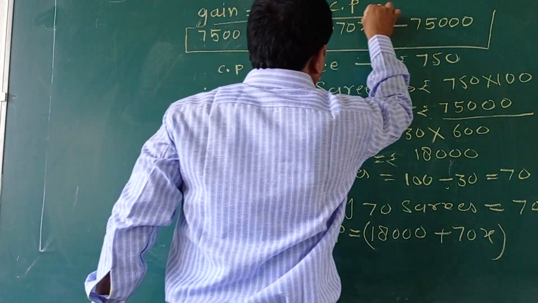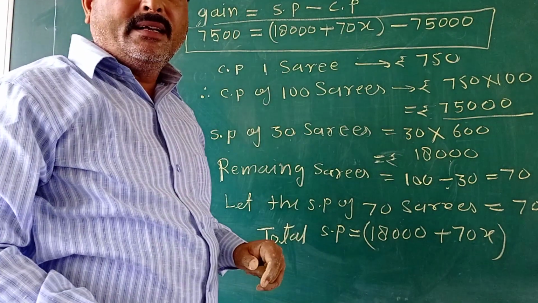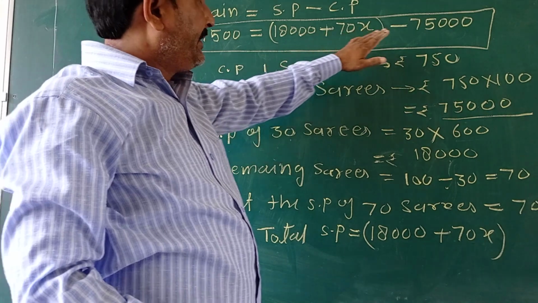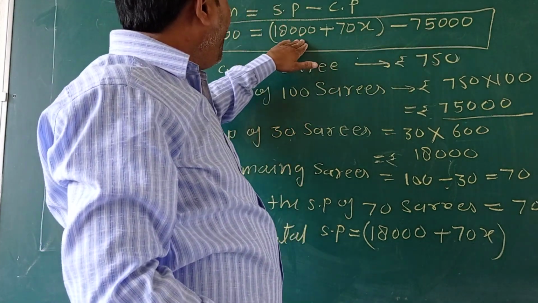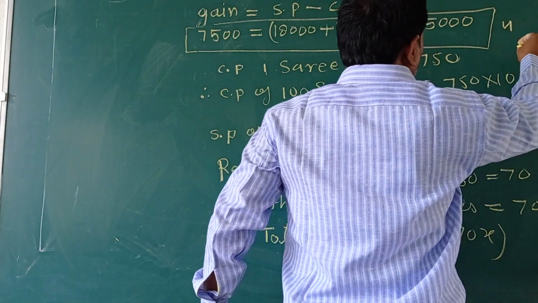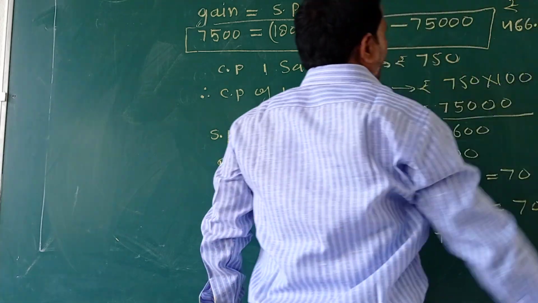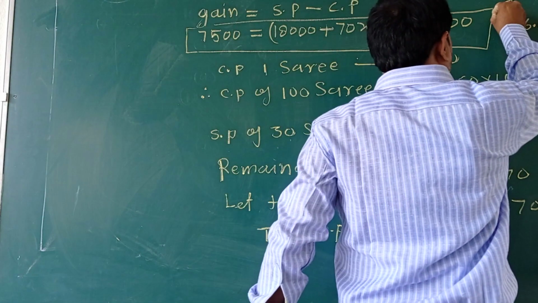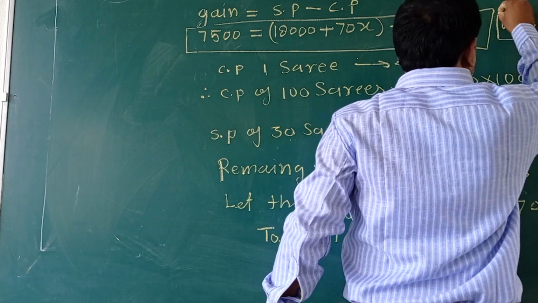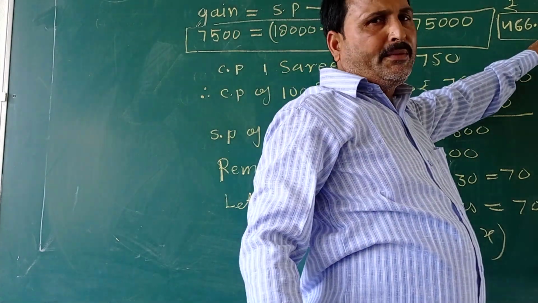You simplify this one, you will get the answer. Can you simplify? I will simplify. I hope that you can simplify this one. This one minus, this side plus, minus 18,000. Your answer will come here as 466.67 rupees. ST of one saree will come to this. This is the answer of this question. 466.67. Actually 6 will come after rounding up, it's 467 rupees.